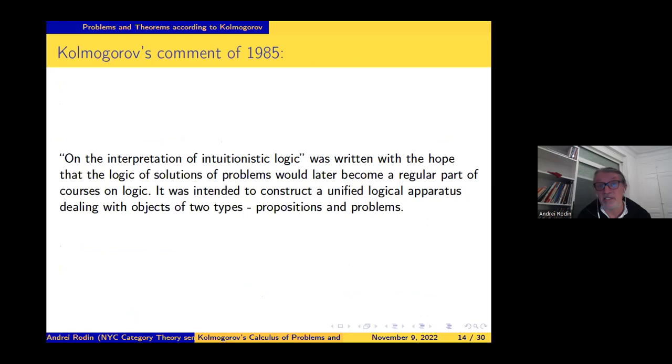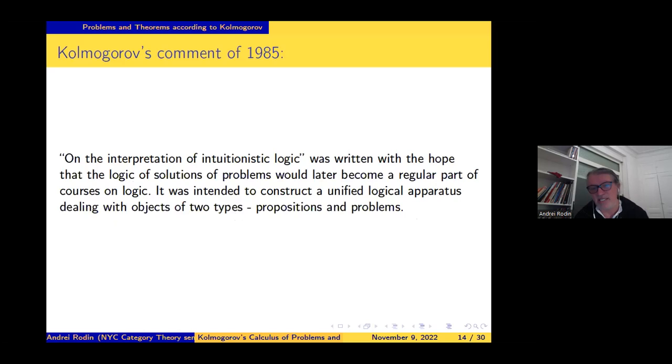And again, I think an interesting piece of historical evidence that he didn't want to mix up proposition and problem is his commentary given in 1985, when his collected works were being prepared, two years before his death in 87. He says then that this paper of 1933 was written with the hope that the logic of solution of problems would later become a regular part of courses of logic. It was intended to construct a unified logical apparatus dealing with objects of two types, propositions and problems.